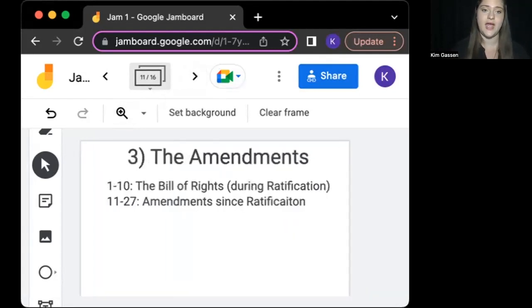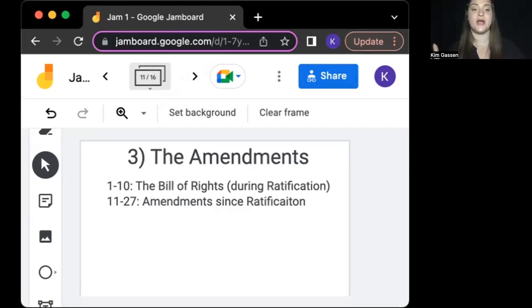Then in our amendments, we have the Bill of Rights. That's the first 10. So as soon as they had it ratified, they right away added the Bill of Rights, which is 10 amendments that expand further on different details of the Constitution. And since its ratification, we've had 16 other amendments. So amendments 11 through 27 are the ones that have been added since the Constitution was ratified. And we're going to discuss those as well.